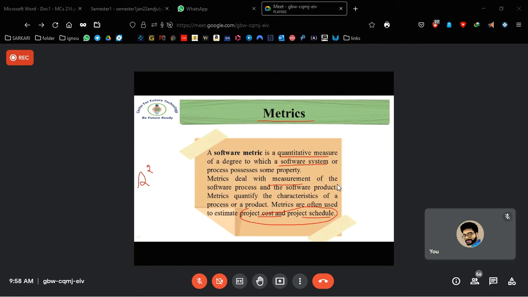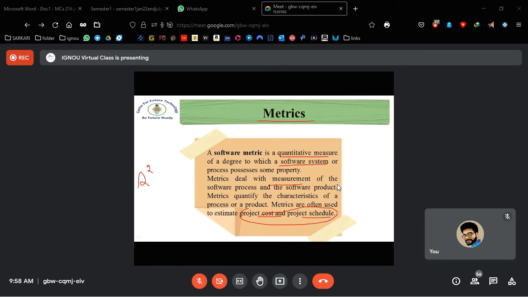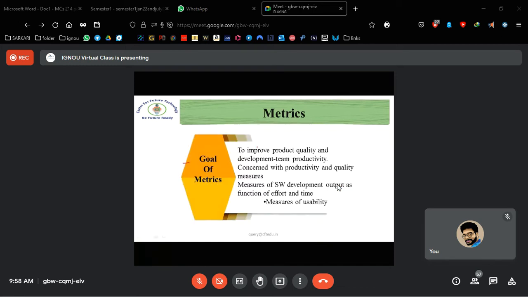So all these aspects we have to consider under the software metrics. So what is the goal of these metrics? The idea is one and only one: to get all these metrics of quantitative value so that we can prepare qualitative software. The idea is to improve the quality of the software by knowing the quantitative measure parameters of the software.